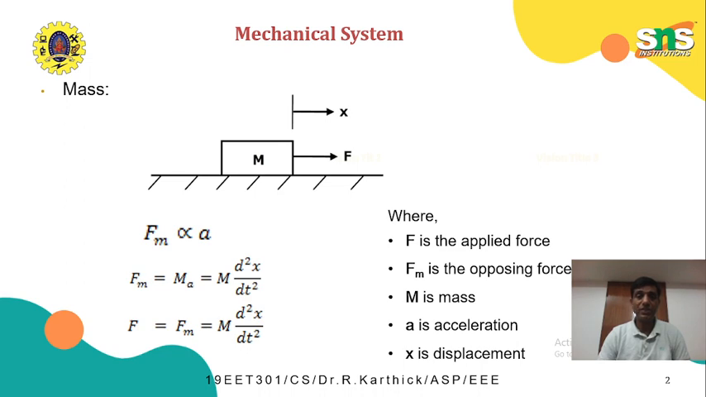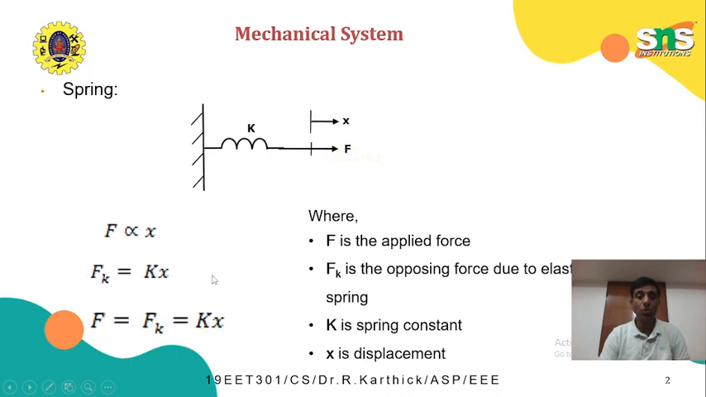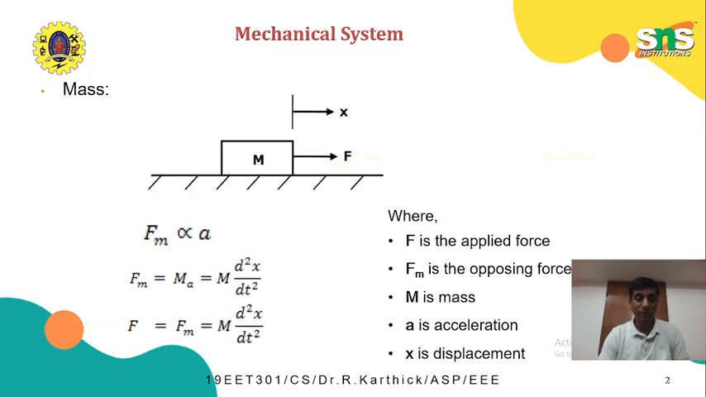Now, the first element we are going to discuss is the mass. The mass is represented by a letter M, and F is the applied force. When a force is applied to the mass element, it moves a displacement x. Therefore the force due to the mass element is directly proportional to the acceleration a. When we equate this proportionality, we get an element m, which is nothing but the mass of a system. So the force due to the mass element is represented as Fm, which is m into d squared x by dt squared.